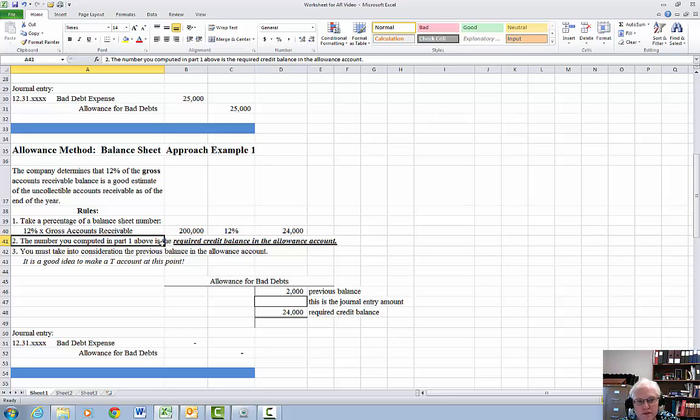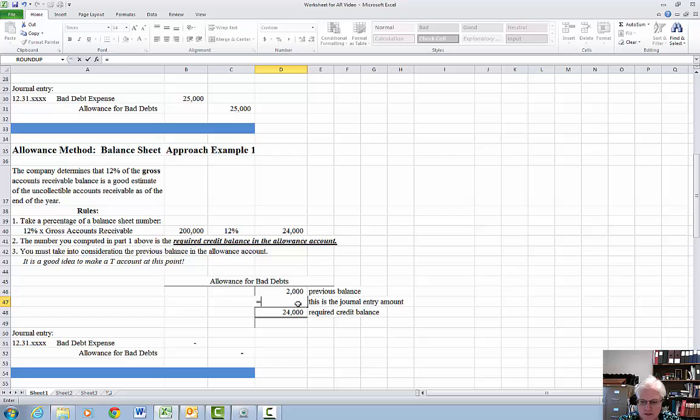The number that we just computed is the required credit balance in the allowance account. So we're going to have to take into account the previous balance in the allowance account. It's a good idea to go ahead and draw up a T account for the allowance for bad debts. Plug in what your previous balance is, whether it's a credit or a debit. Plug in what you just calculated the required credit balance to be, and then you solve for what you want in the journal entry.